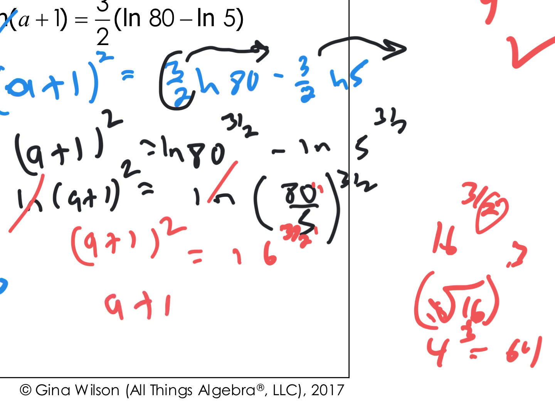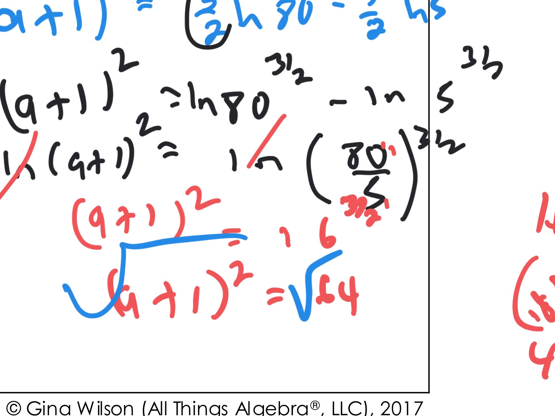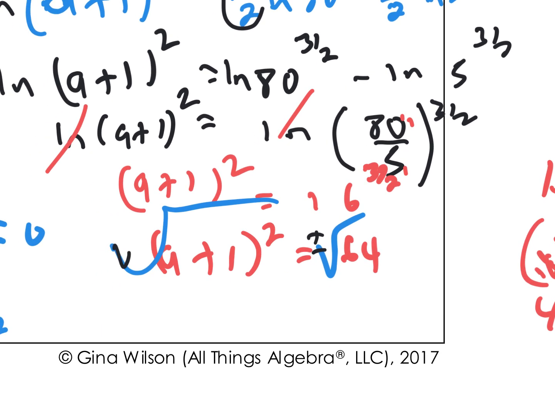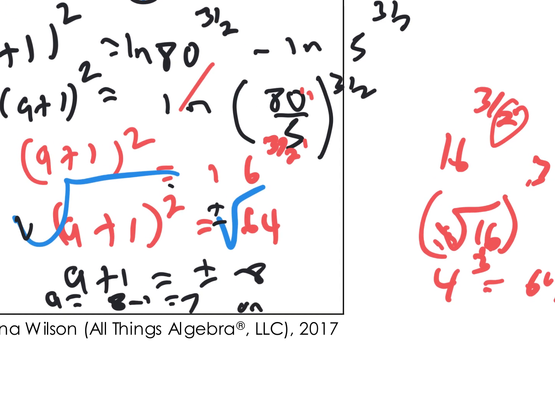So I have A plus 1 all squared equals 64. And since this whole thing is being squared, I square root both sides. When you square root both sides, don't forget that you have a plus or minus of that answer. So the square root cancels out the squaring, leaving A plus 1 equals plus or minus 8, because 8 times 8 is 64. That means you have two answers. A is going to be positive 8 minus 1, which is 7. And A equals negative 8 minus 1, which is negative 9.